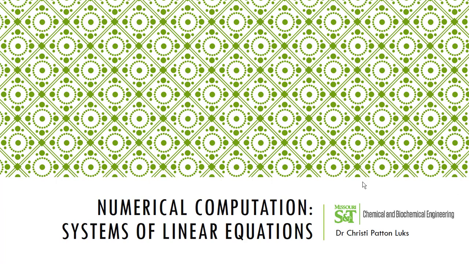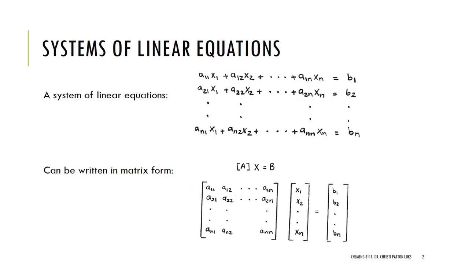In this lesson, we'll be looking at systems of linear equations, and we're going to start by looking at Cramer's rule. Now, just as a reminder, a system of linear equations is a bunch of equations that solve for different variables, all to the first power, added up, so in linear combination.